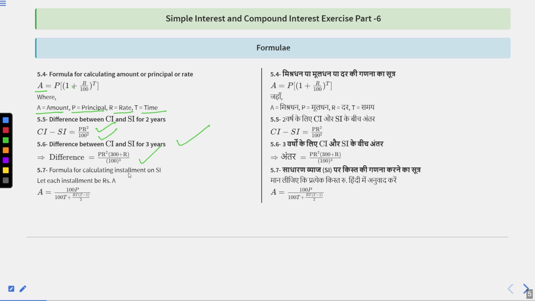Formula for calculating installment on simple interest. So let each installment be A rupees. So A equals 100P upon 100 into T plus R into T, in the bracket T minus 1, by 2. Clear? Next.